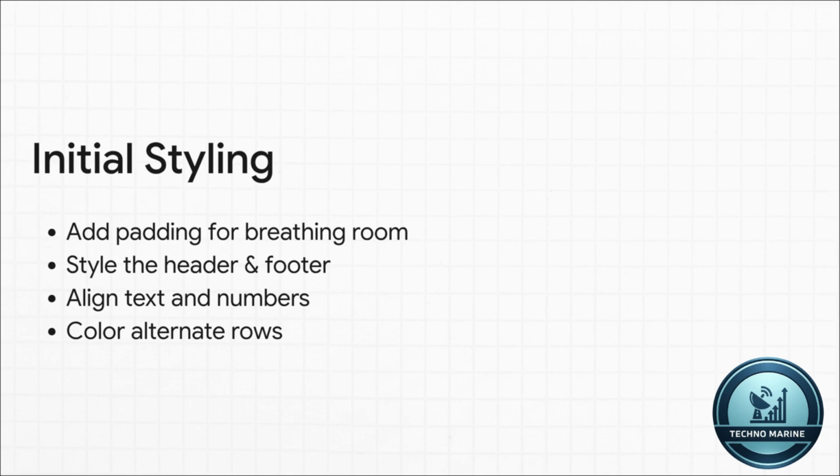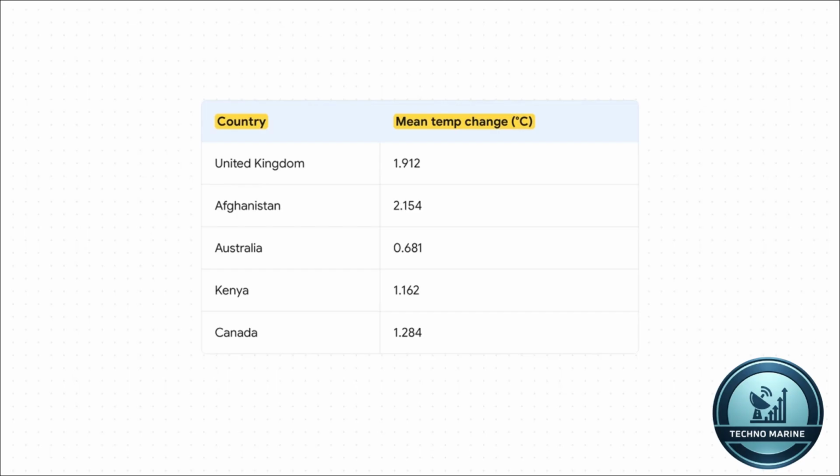And finally, my favorite trick. We add a subtle background color to every other row. It's called zebra striping, and it really helps guide your eye across the table. And look at that. Seriously, with just a handful of simple CSS rules, our plain, boring table is now clear, it's professional, and it's so much easier to read. This is the power of separating your structure from your style.